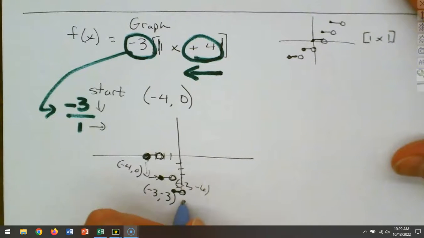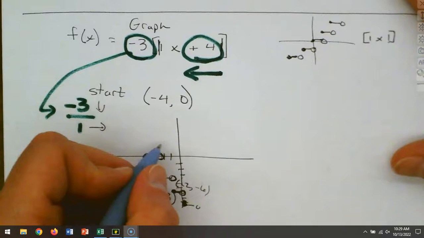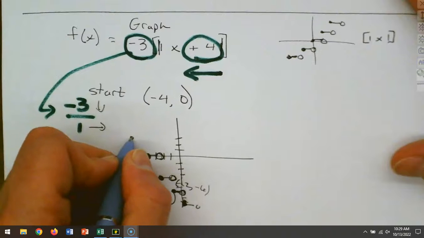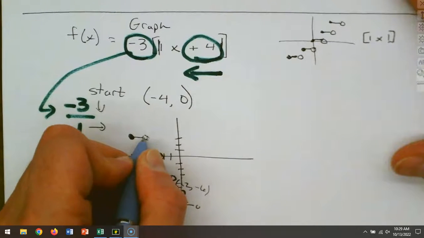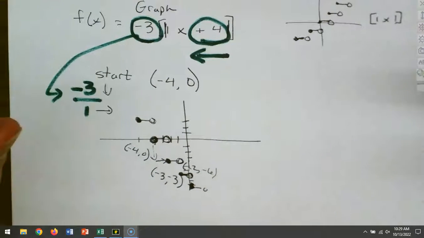Okay, and we'll do another one. Down about 3, and over. And we'll do one in this direction as well. So we're going to go up 3. Over 1, about over here. And these do not have to be perfect graphs. Okay? This is a quick sketch.